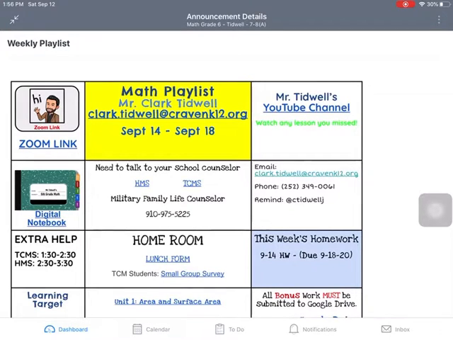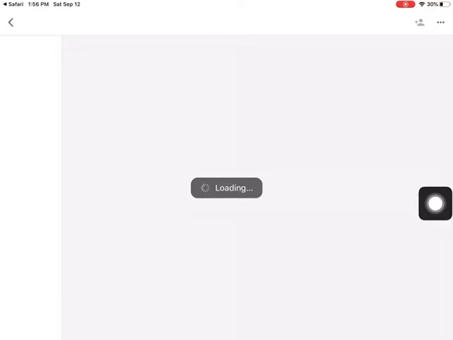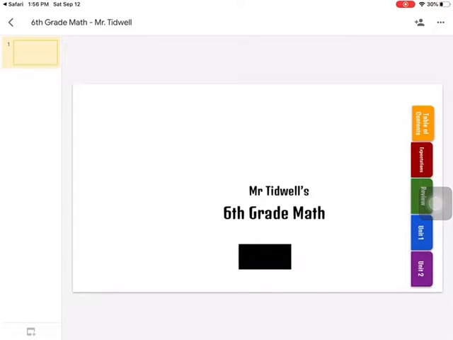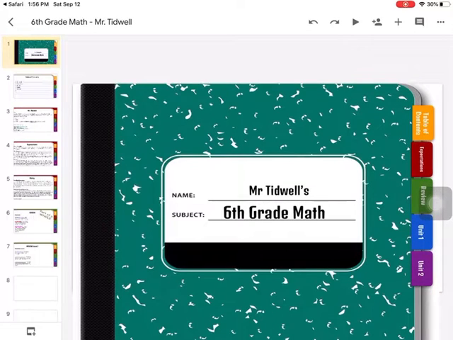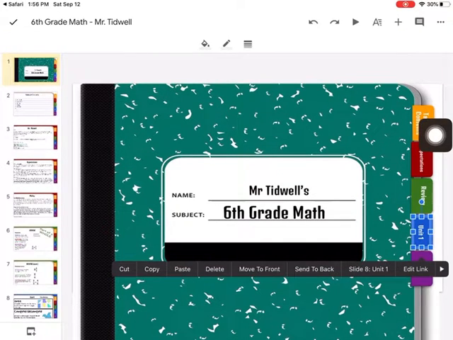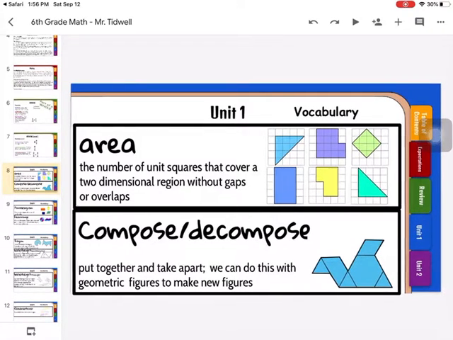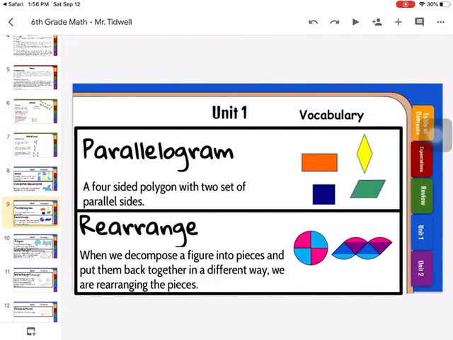Like I said, anytime we're talking about something, a good place to go to first is our digital notebook. So again, you can get to that here. And we are still in Unit 1, so I'm going to select Unit 1. And just to review a few of our terms that we have here.